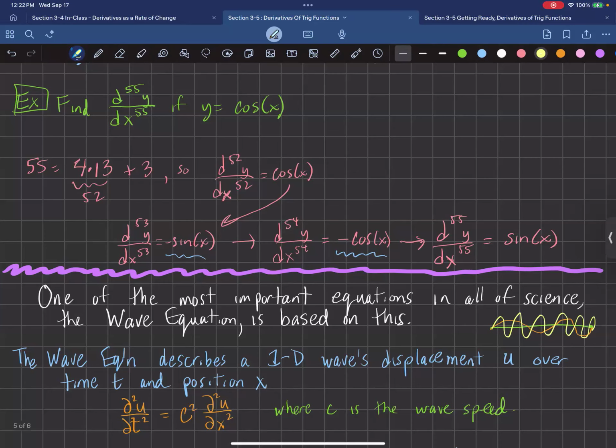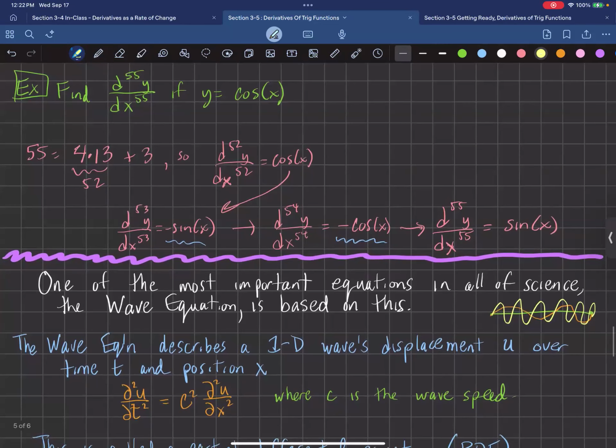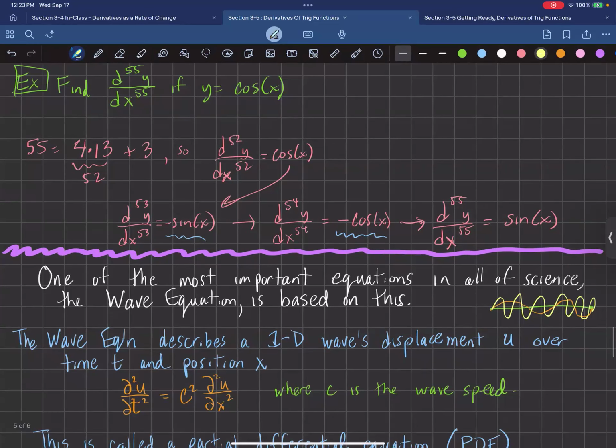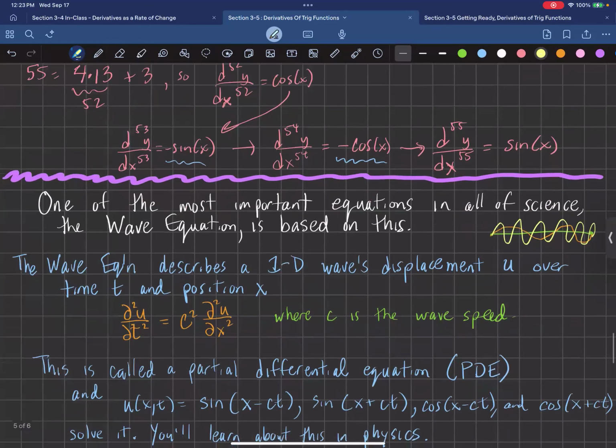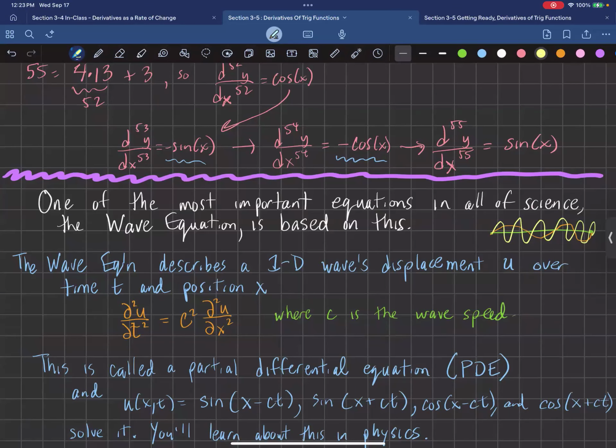And we're not doing this yet. This curly d is actually a partial derivative. You'll learn that in Calc 3. I just wanted to show that this is related. And it's really important, this trig thing. But it requires the second derivative with respect to time to be the same thing as the second derivative with respect to x times c squared, where c is the wave speed. And like I said, this little curly d is a partial derivative. We do that in Calc 3. And that makes this what is called a partial differential equation, a PDE.